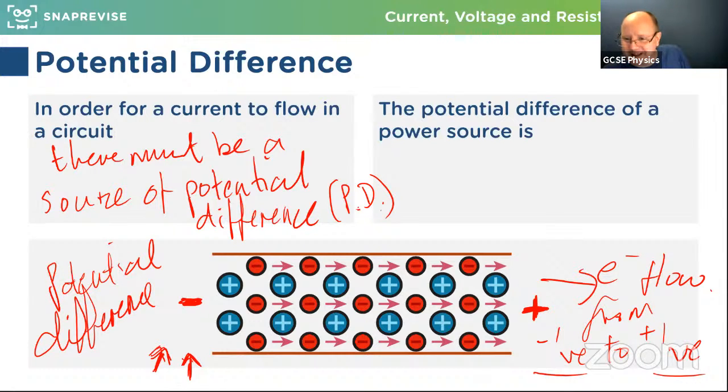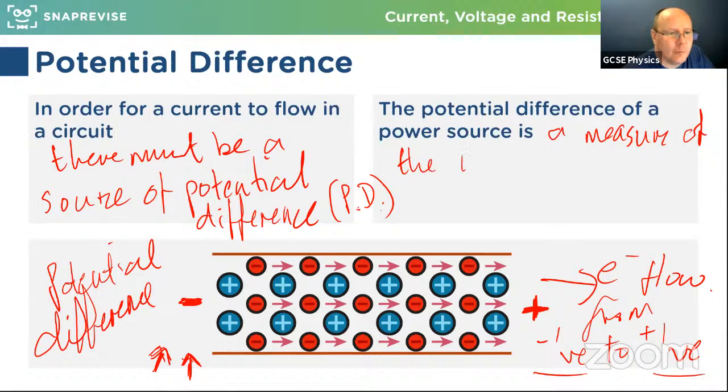Oh, Ultimate's got it. Akansha's got it. Brilliant. Thank you. And Dana. Cool, work done. Work on it. Evan, good. So the potential difference of a power source is a measure of the work done. So it's a measure of the work done to push the charge around the circuit.